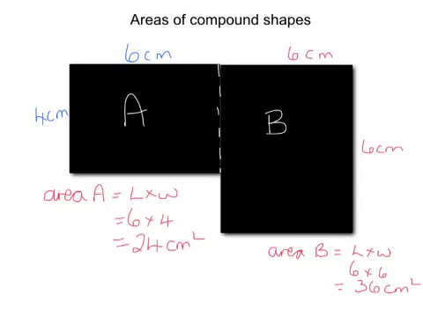Once you've worked out both areas, you need to add them together. So in this case, you would take the 36 and you'd add 24 onto it. And that's going to give you the total area of the shape of being 60 centimetres squared.